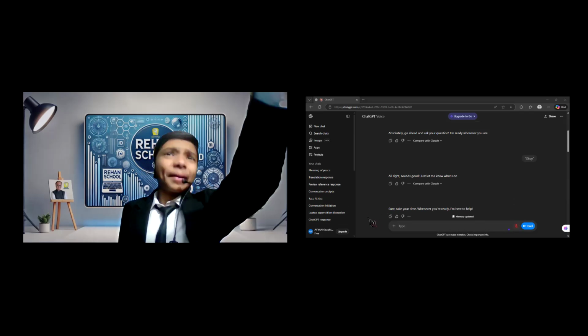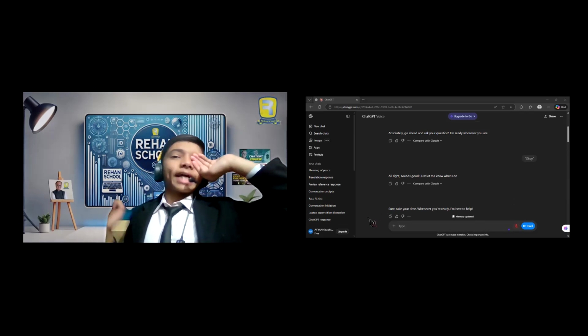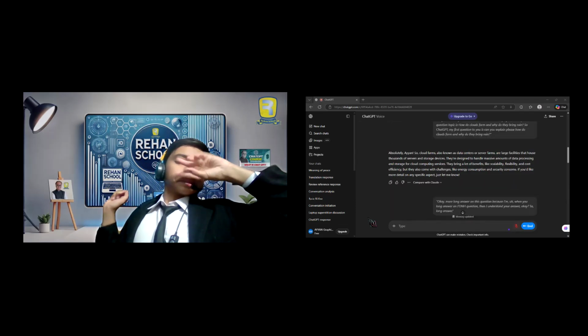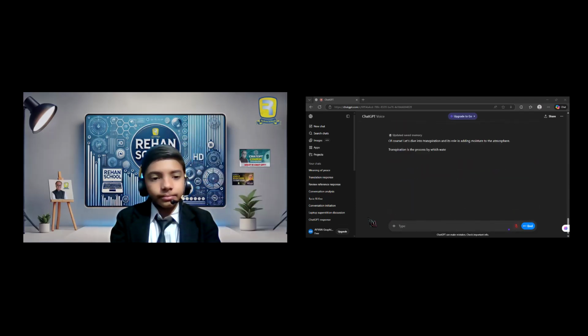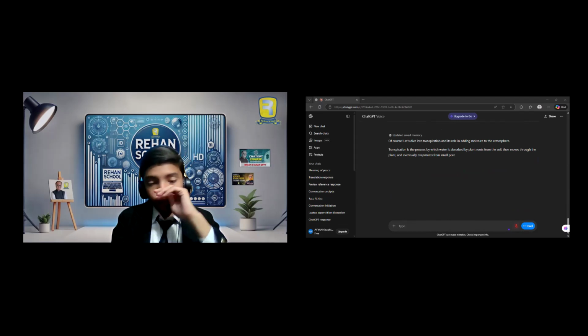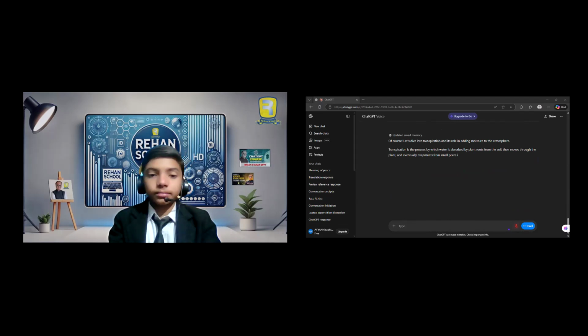Of course, let's dive into transpiration and its role in adding moisture to the atmosphere. Transpiration is the process by which water is absorbed by plant roots from the soil, then moves through the plant and eventually evaporates from small pores in the leaves called stomata. This process is a crucial part of the water cycle.